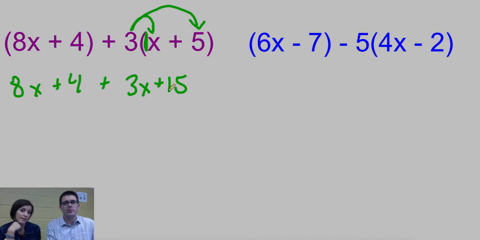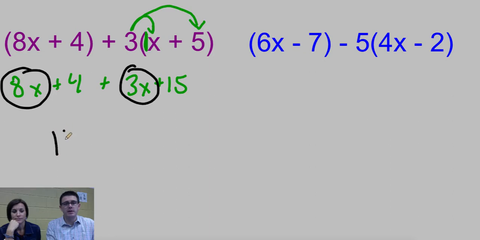Unless they're both like that. Unless they both happen to have one. You will see some like that. Now I can go back and I can combine my like terms. 8x plus 3x is 11x. 4 plus 15 is 19.